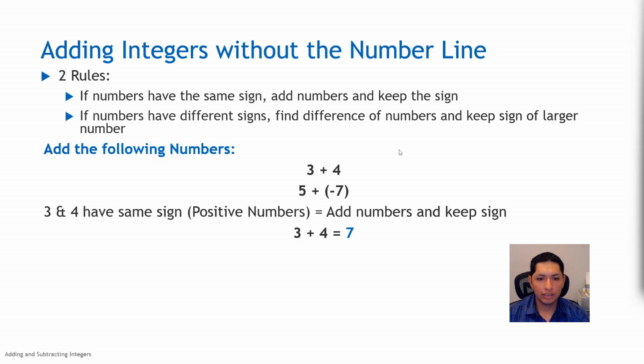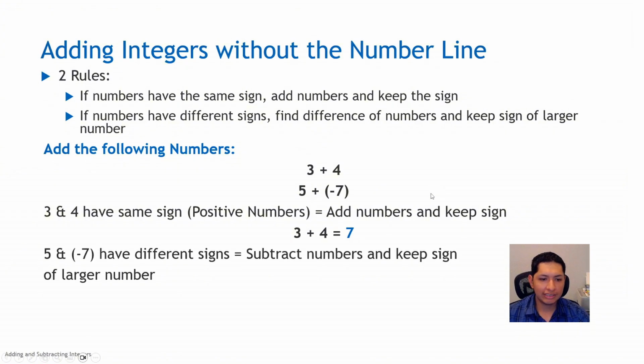For the second problem, 5 and -7 have different signs. 5 is a positive value, and 7 is a negative value. So you're going to follow the second rule. You are going to subtract the numbers from each other and keep the sign of the larger number. So let's start with subtracting the numbers. I am going to subtract 5 from 7, so it's 7 minus 5, and that gives me a value of 2.